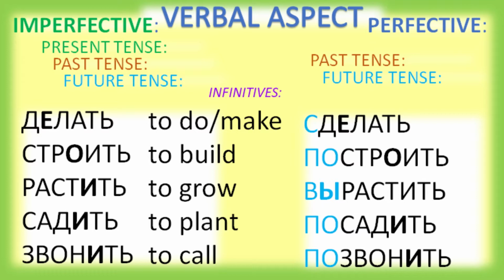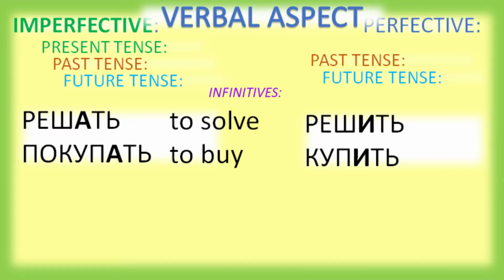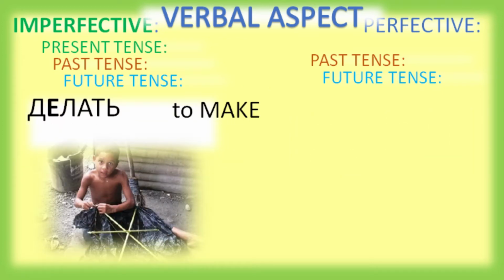Note that the majority of perfective aspect verbs have a prefix, such as С, По, В, etc. To solve. Решать. Решить. To buy. Покупать. Купить. Note that some perfective aspect verbs do not have a prefix, but change their suffixes instead. The illustrations show the meaning between the imperfective and perfective aspects.